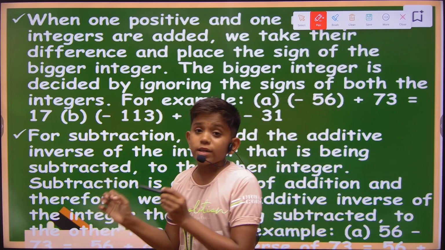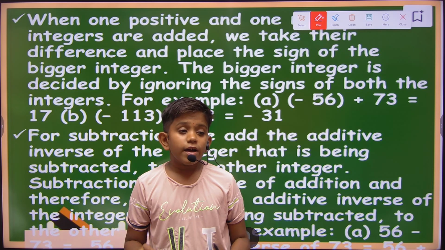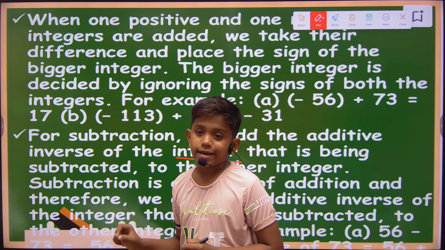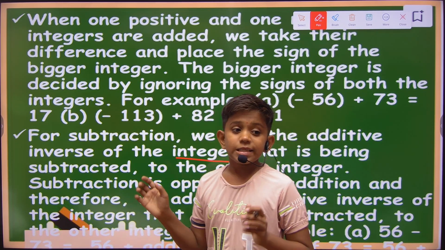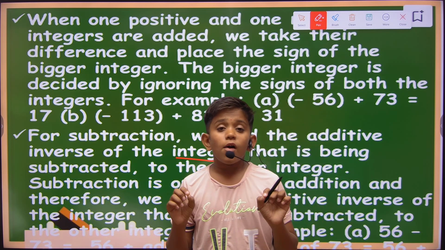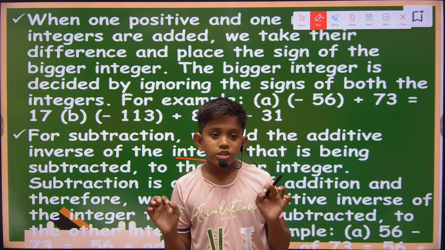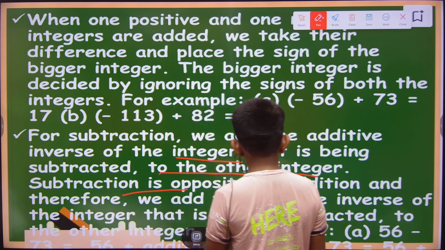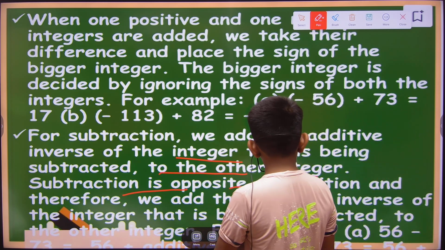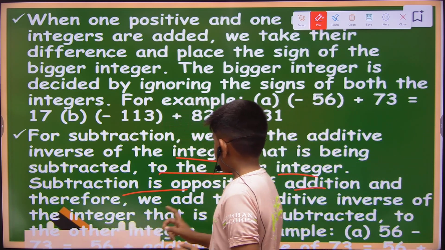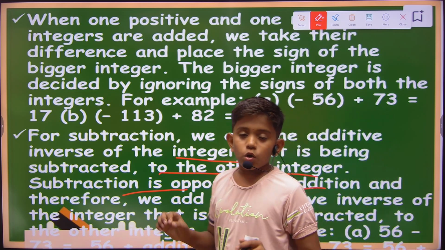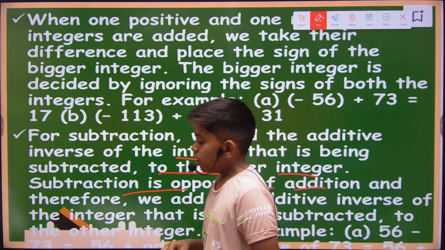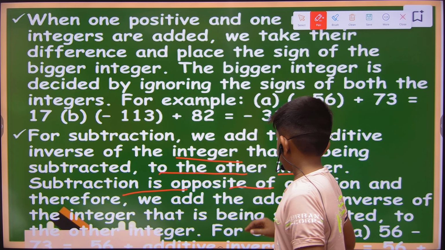Next, for subtraction, we add the additive inverse of the integer that is being subtracted to the other integer. Means, for subtraction, what we have to do? We have to add the additive inverse of the integer that is being subtracted to the other integer. Subtraction is the opposite of addition, and therefore we add the additive inverse of the integer that is being subtracted.